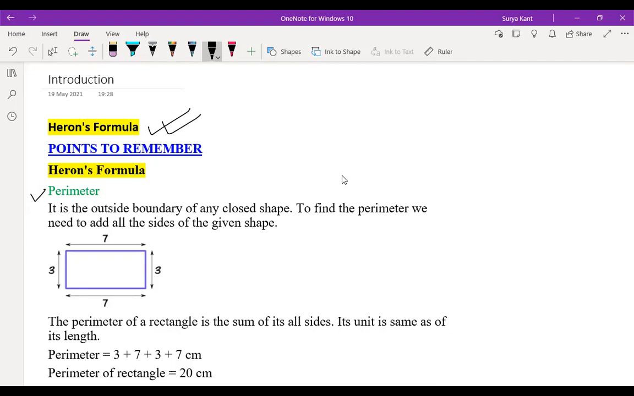So here, if you see, you will get 7. If you name it A, B, C, D, then what you need to do? Perimeter is equal to AB plus BC plus CD plus DA. So 7 plus 3 plus 7 plus 3. This is 20 units. This is the perimeter of a closed path, here a rectangle. So the perimeter is 20.